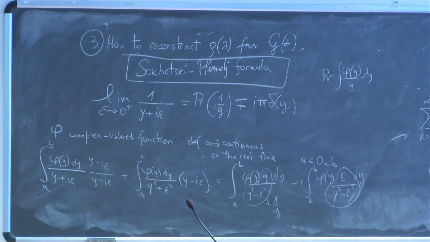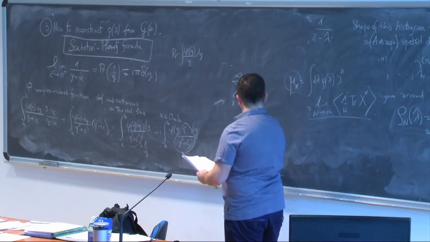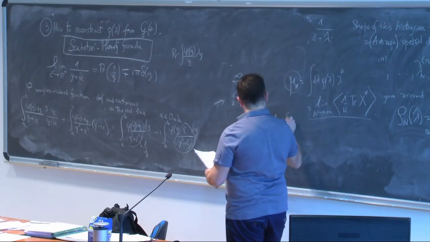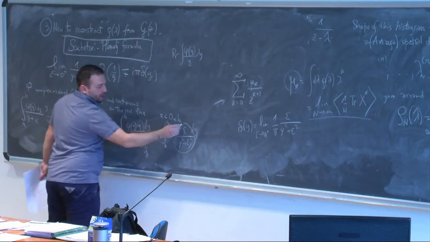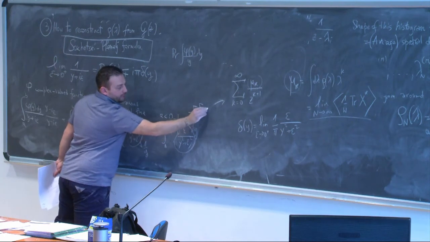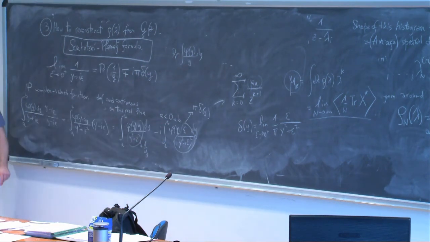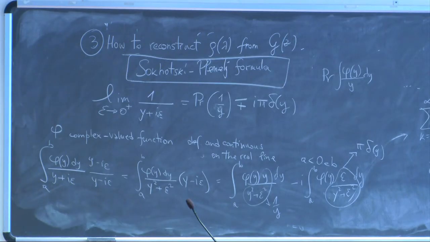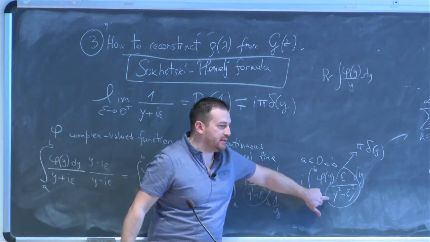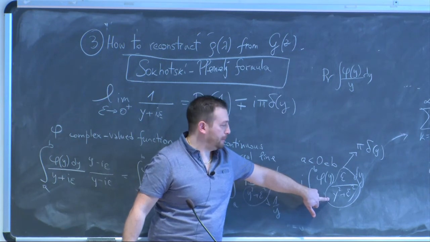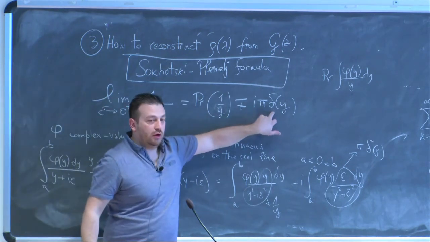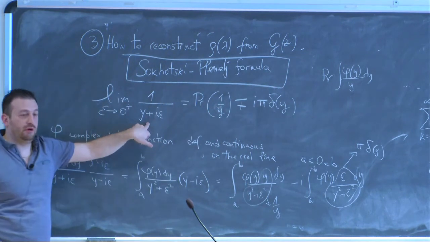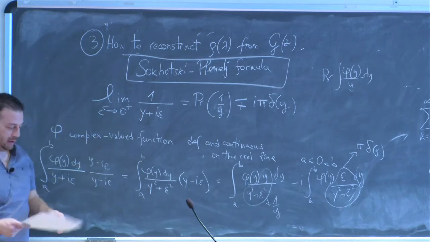So delta of y, the delta function, can be written as the limit epsilon to 0 plus of 1 over pi times epsilon divided by y squared plus epsilon squared. So this object here tends to pi delta of y. This is the Cauchy or Lorentzian representation of the delta function. So this formula is very useful, because it gives a representation of the Dirac delta of y in terms of a rational function. So we will use it a lot.